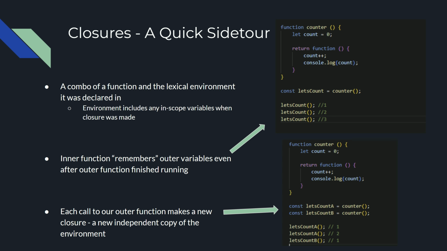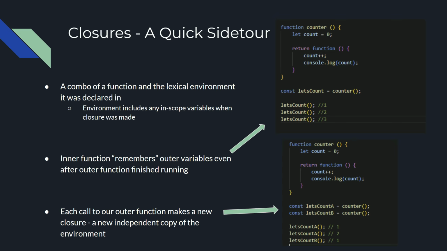Okay, and we're going to take a little bit of a quick side tour. I say quick, but closures can really get a little bit complicated. So I'm going to try my best to go over what I feel like I know about closures in general. Closures are basically a combination of a function and the lexical environment that it was declared in. The environment includes any of the in-scope variables when the closure is made. So really what it means is that an inner function remembers outer variables even after the outer function that it's a part of has already finished running once.